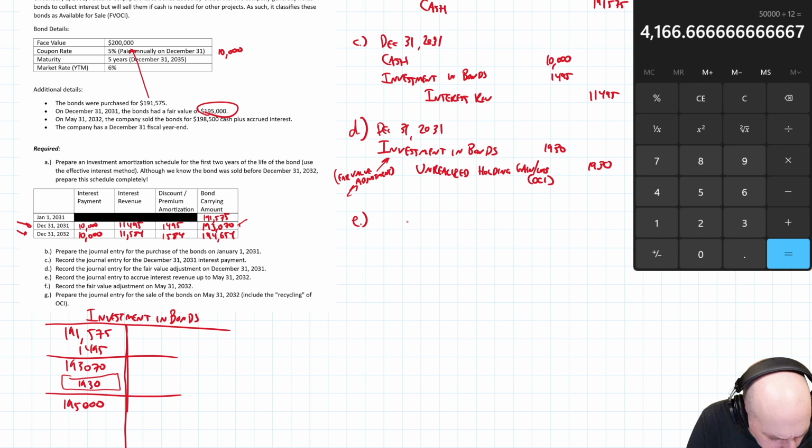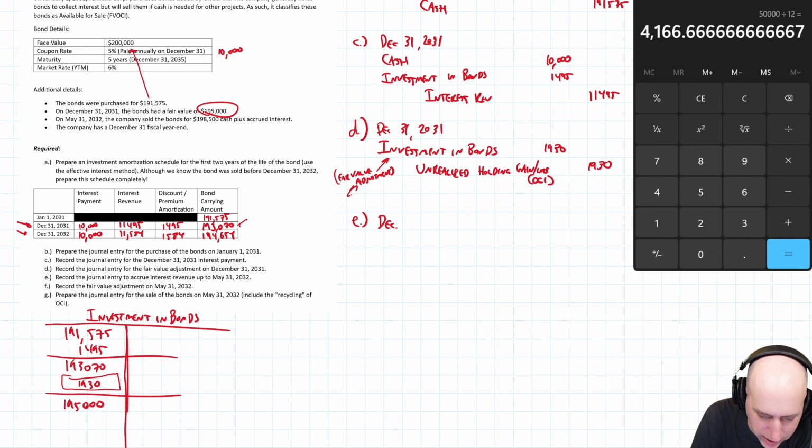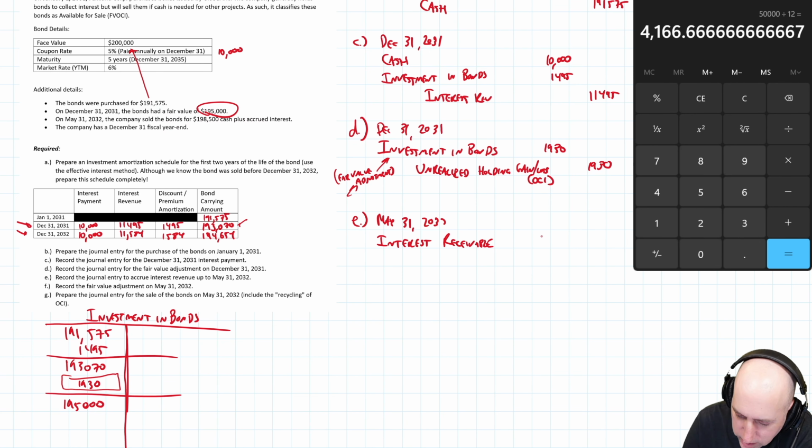Now, we're not going to debit cash because we don't get any money. This is interest receivable, right? The company doesn't care that I'm trading the bond with somebody else. They just go, every 12 months I cut a check, and they're going to write that check, but it'll be to a new owner, not on December 31st or May 31st, 2032. So I've got to say, okay, this is interest receivable of 4167.